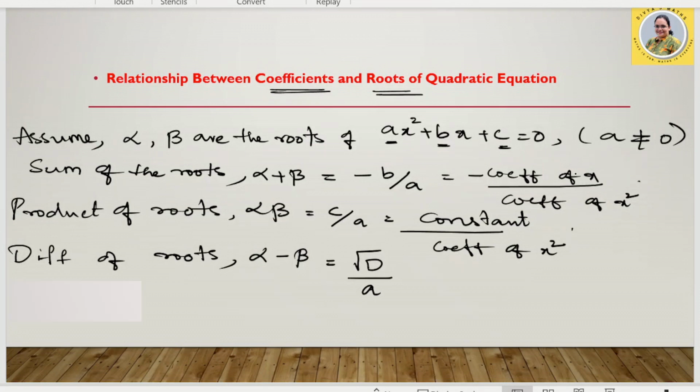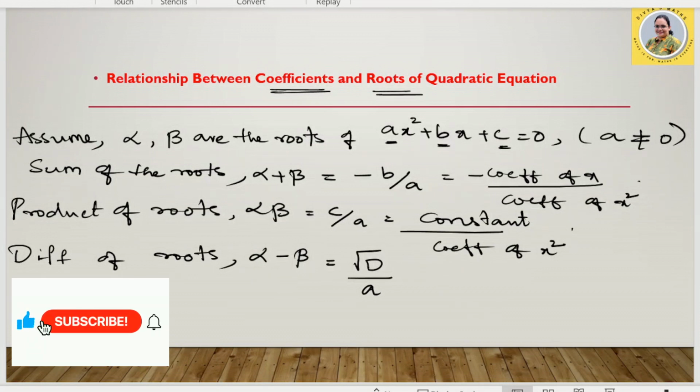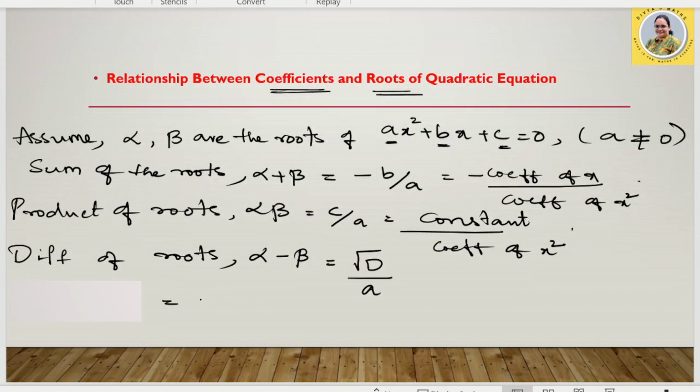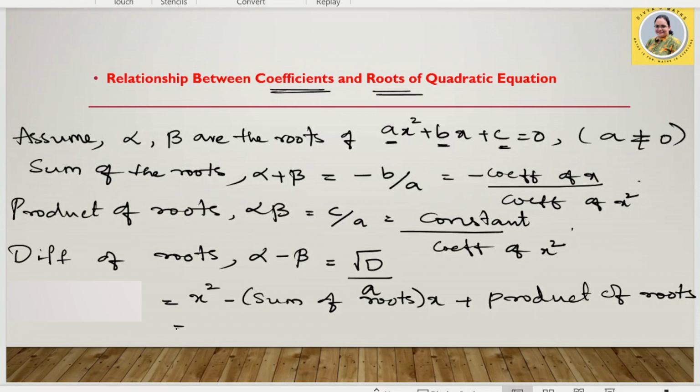Okay, and this quadratic equation can always be expressed in terms of the sum and product of the roots. Okay, that is x square minus sum of roots into x plus product of roots. So this can also be written as x square minus alpha plus beta into x plus alpha beta. Okay.